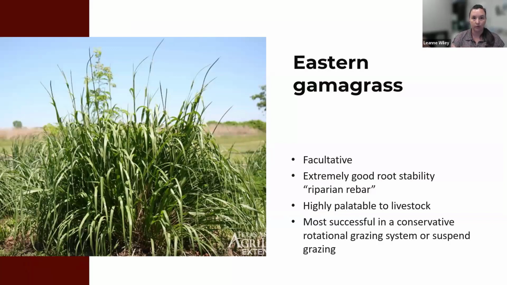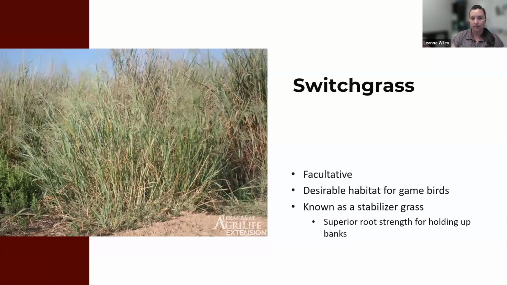It would be really critical to have that grazing plan in place so they're not overgrazing. This would be, again, more of that rotational mob grazing, and then giving that plant a chance to rest after the mob has come through and actually grazed it down. It's a similar story for the switchgrass, another very palatable grass for livestock. It's also another one that you would want to keep in those areas because it's going to have that root strength for holding up banks.